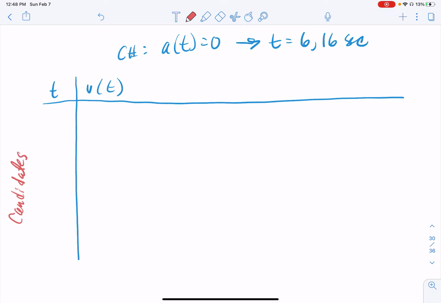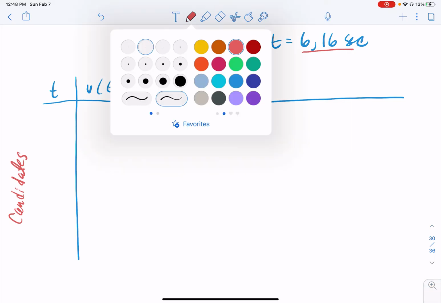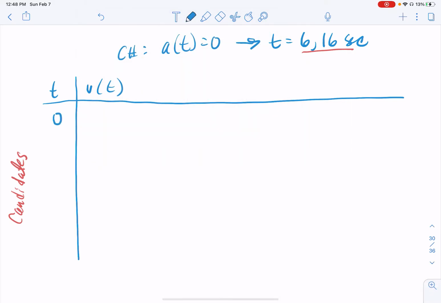Your candidates are, of course, your critical numbers, which we listed here, in addition to the two endpoints. Remember, we've got to test it against the endpoints. The endpoints would be 0 and then 18. And then we also have 6 and 16 as our two critical numbers.